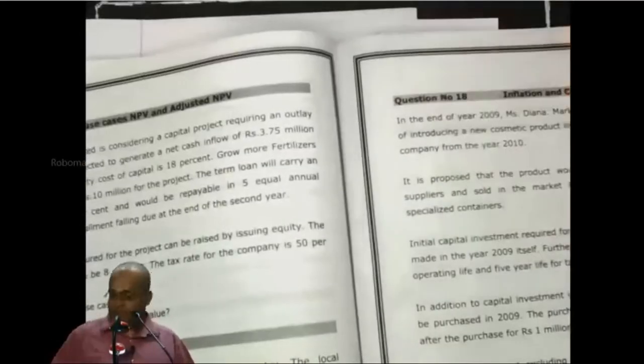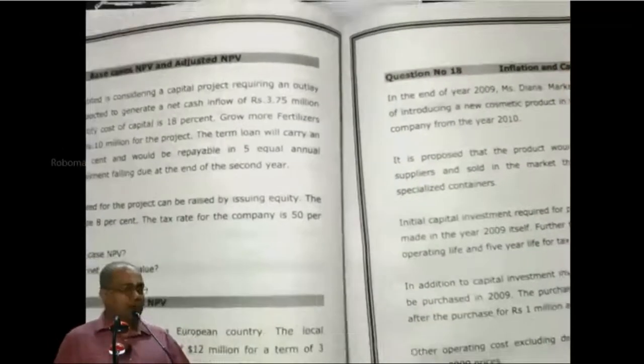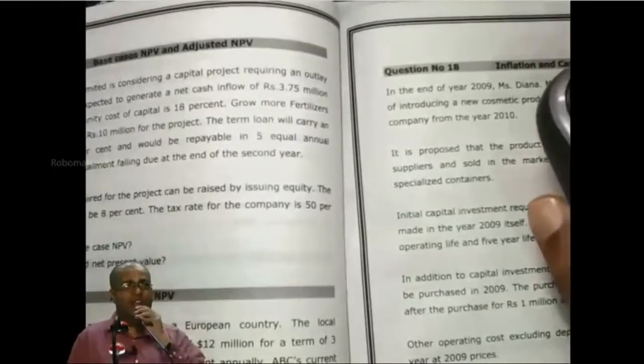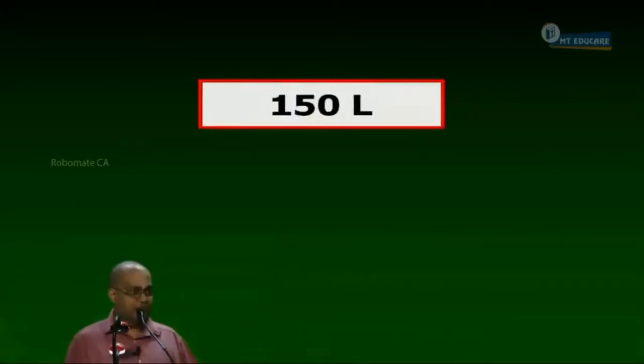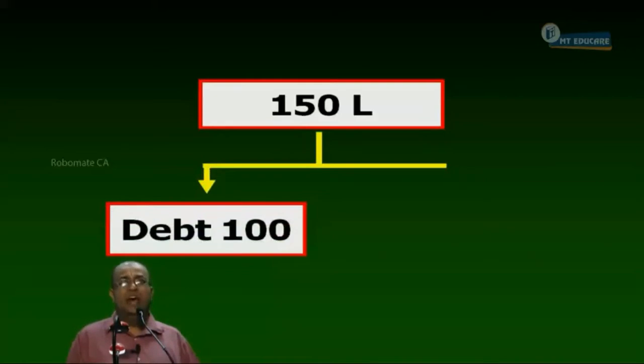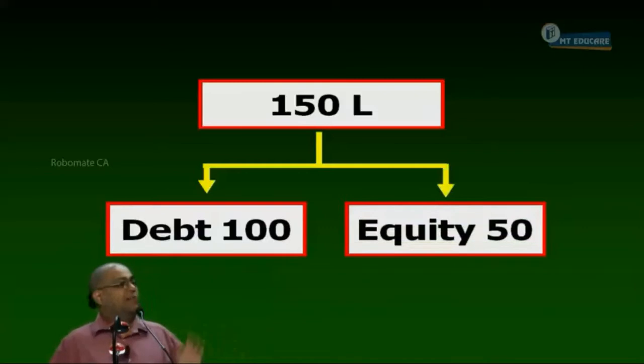Now, tell me, for this project, how much money do I require to invest? Year 0 financing, how many lakhs? 150 lakhs. Okay, now, is it going to be financed all equity, or equity and debt? It is going to be financed by equity and debt. How much is debt giving? 10 million, which means 100 lakhs. And how much is equity giving? The balance. I am going to raise a fresh public issue of 50 lakh. Up to this, are you following or not?